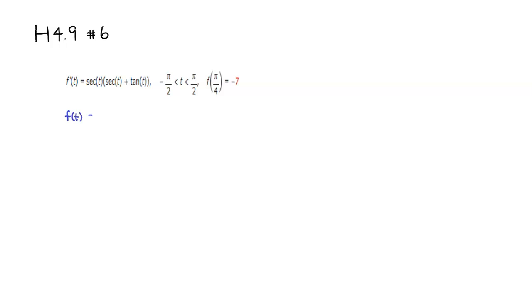So we can take the antiderivative of... first I'm going to go ahead and multiply this out. You have secant times secant of t, so we're going to get secant squared of t. And then if you distribute the secant to the tangent, this is going to be plus secant of t times tangent of t, with respect to t.